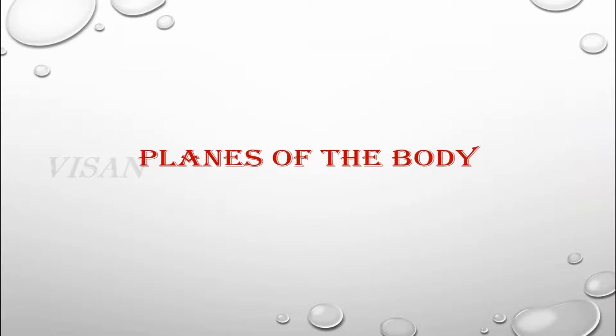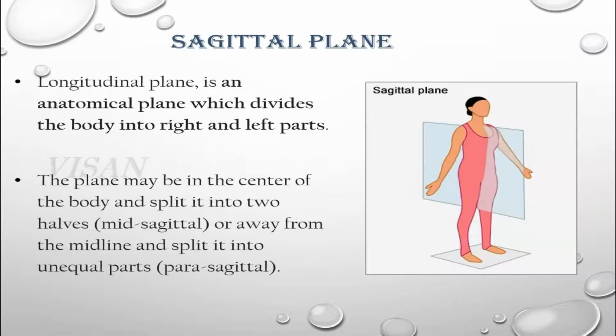Next is the planes of the body. These are the imaginary lines which help in learning about the parts of the body. Sagittal plane, it is a longitudinal plane which divides the body into right and left equal halves. The plane will be passing through the center which splits the body into two equal halves. The parallel plane which passes through the sagittal plane is called as the parasagittal plane. This also divides the body into two halves, but it will be unequal halves.